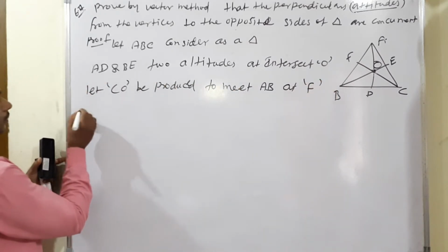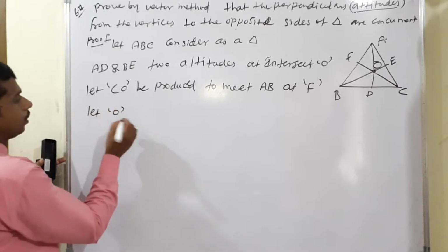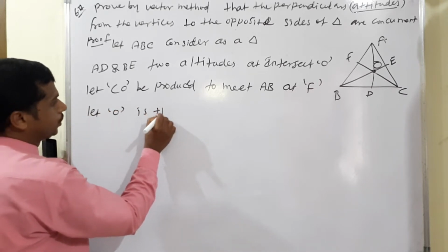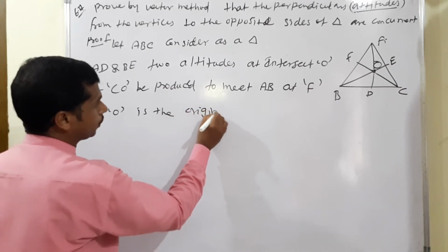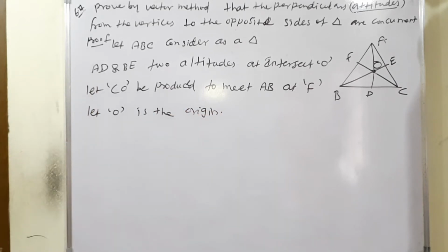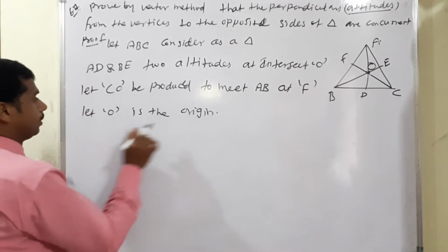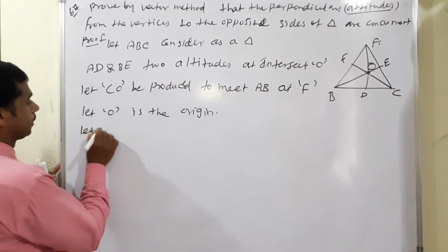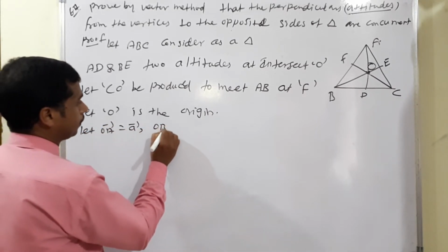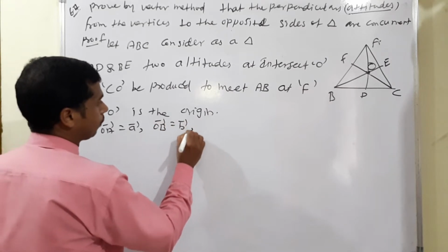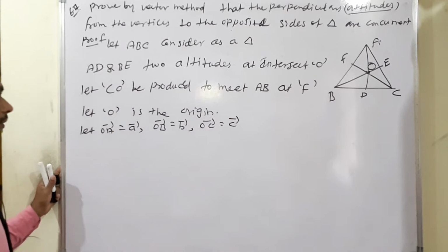Then let O be the origin. Now look at there. Let the OA vector be considered as A vector, then the OB vector as B vector, and then the OC vector as C vector.